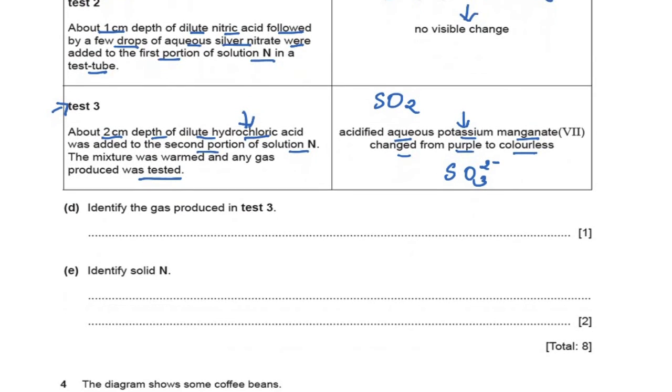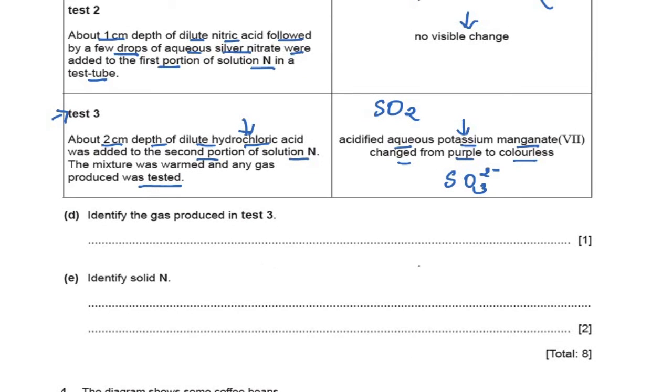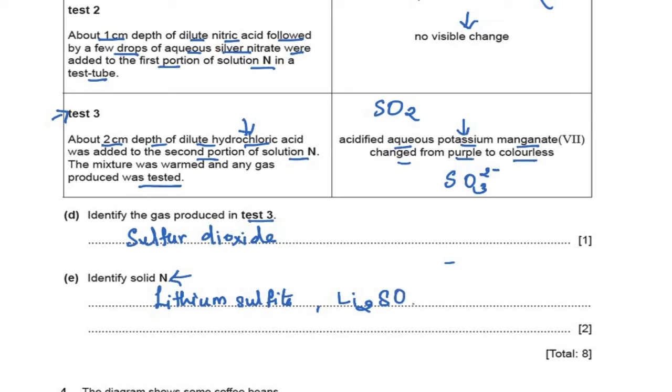So let's go ahead with the next part. It says identify the gas produced in test 3. Now in test 3 we can say that sulfur dioxide gas is produced. Sulfur dioxide is the gas which turns potassium manganate from purple to colorless, that is, it decolorizes potassium manganate. So now what is solid N? Solid N is lithium sulfite. We can write it in words also or we can write it in formula also. So the formula of lithium sulfite is Li2SO3.